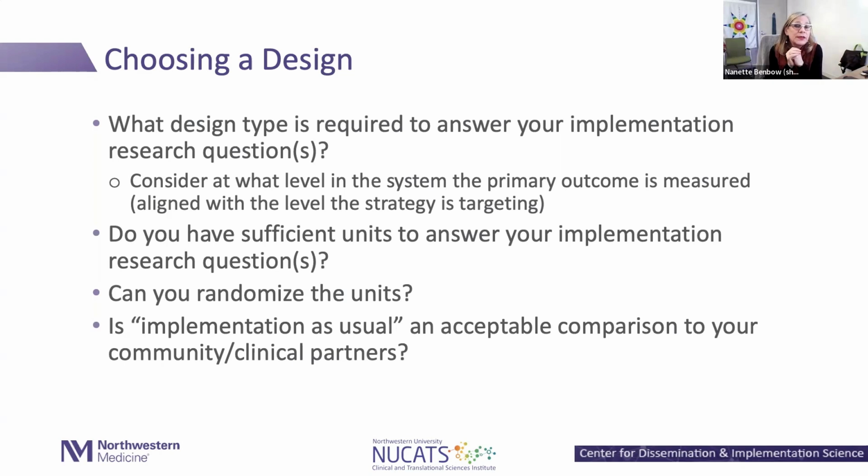clinical partners. So that will be determined on whether implementation as usual is already working and you want to improve it, you want to enhance something, or whether you're totally replacing implementation as usual and you want to compare it with options. So really important to consider whether that is one of your comparators. Next.